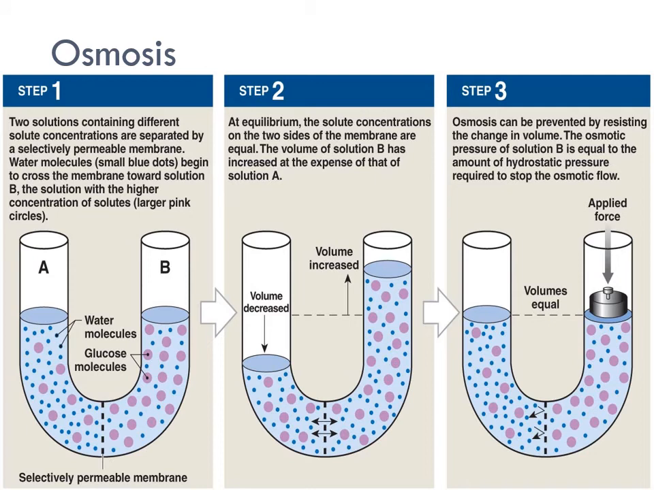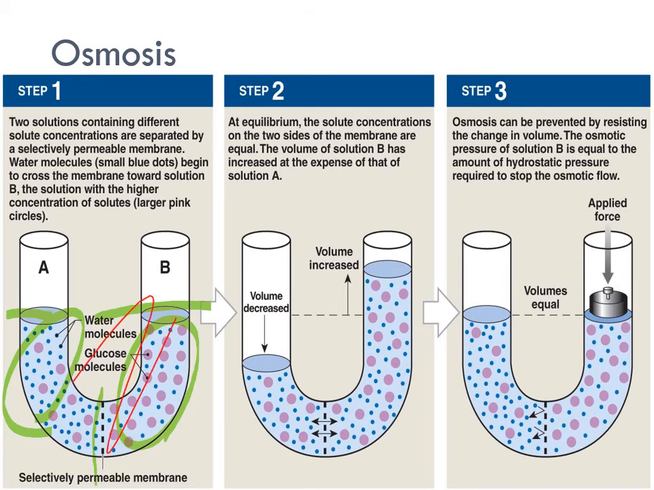So here we've got a test tube. We've got water on both sides, and the level is going to be the same on both sides, like the total amount of water plus solutes. And then there's a selectively permeable membrane in the middle. So you can see on the left side, we have fewer solutes and more water. And on the right side, we have more solutes and less water.